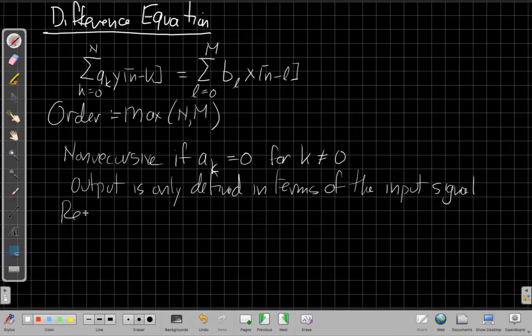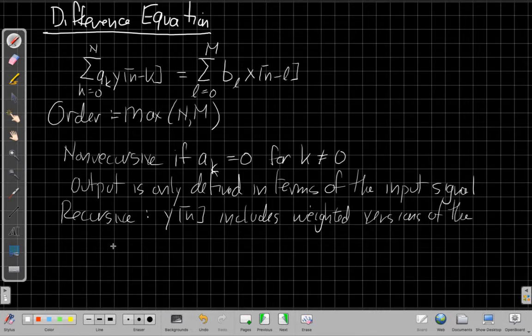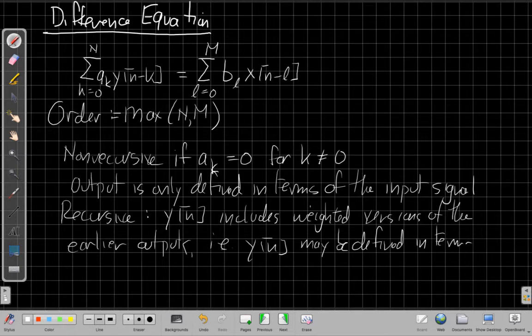So for a recursive system, y of n includes weighted versions of the earlier outputs. Why we call it recursive is that y of n may be defined in terms of y of n minus 1, y of n minus 2, and so on. If the equation is just y of n in terms of weighted sums of values of x, we call it a non-recursive difference equation.